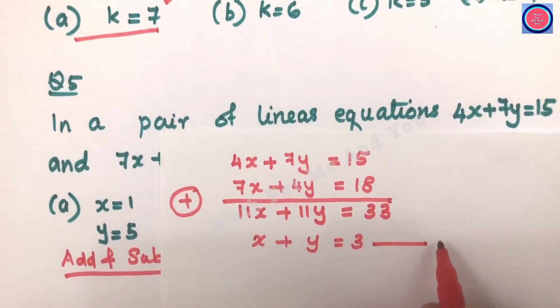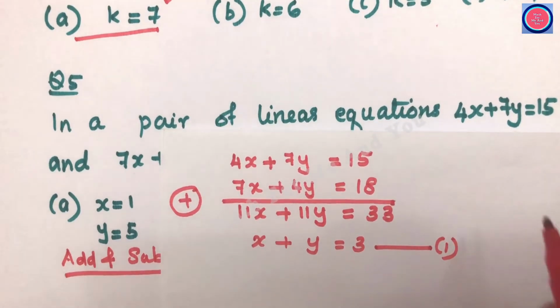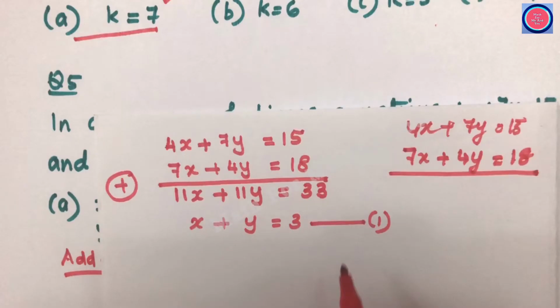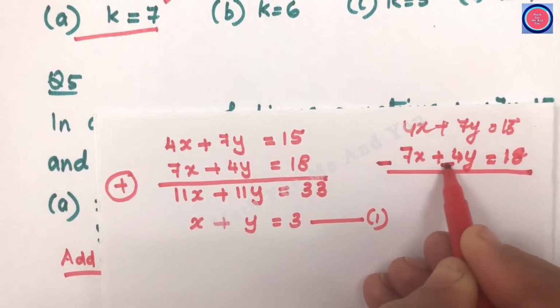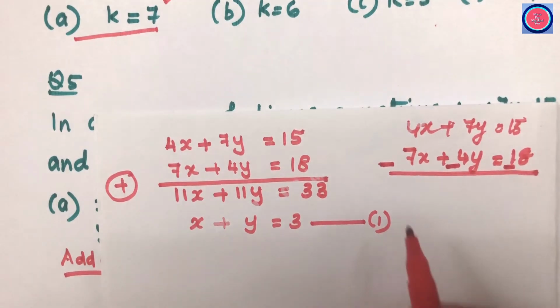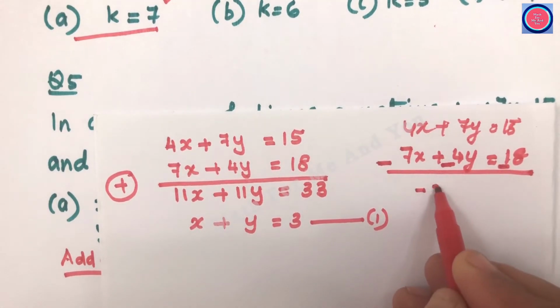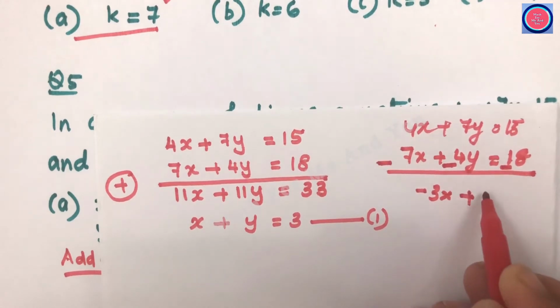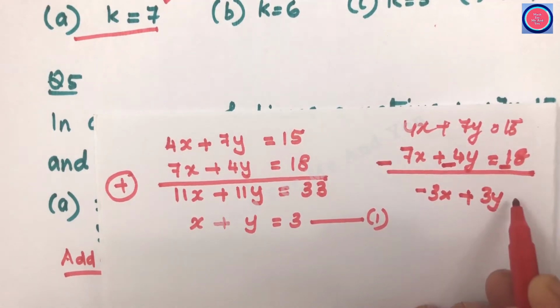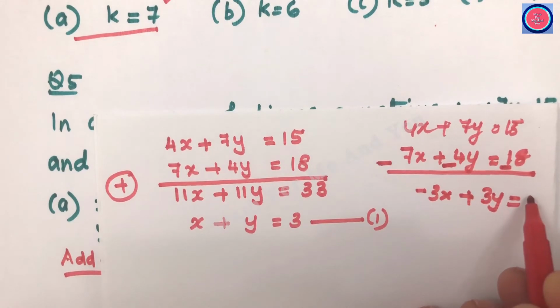Now write the given equations once again and subtract, so that we will get another equation connecting x and y. So we have to write the first equation, subtract means minus the second equation. Minus means all three terms in the second equation we have to change with opposite sign. Now we are going to find the answer. 4 minus 7, that is minus 3x, plus 7 minus 4 is plus 3y is equal to 15 minus 18, which is minus 3.